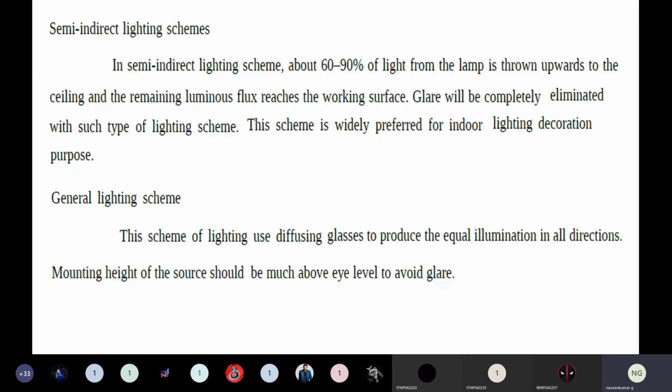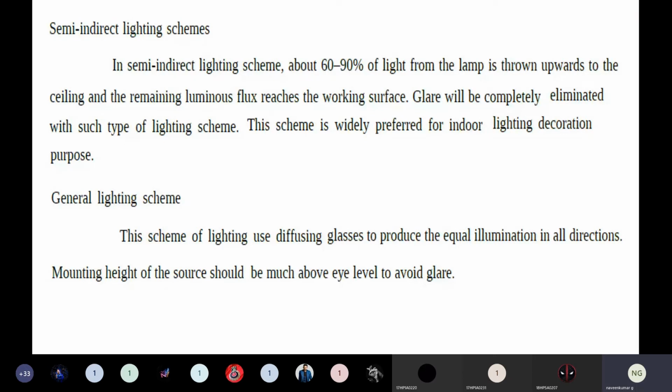Next, generalized lighting. This is called the general lighting scheme. This scheme of lighting uses diffusing glasses to produce equal illumination in all directions. An example of a diffused glass is a frost glass. You understand what a frost glass is compared to a regular glass. Regular glass is completely transparent, where you can see through. A frost glass is a glass but it is not see-through. So diffused glass is a frost glass.